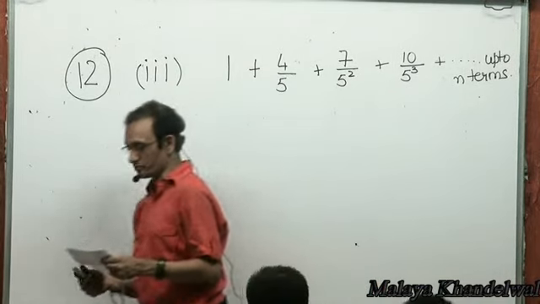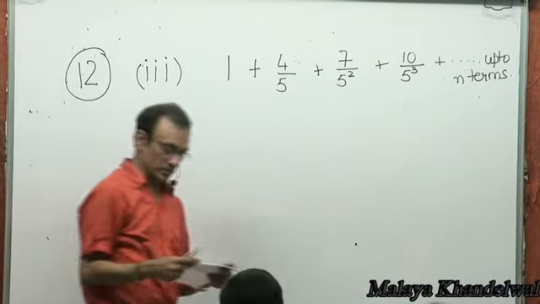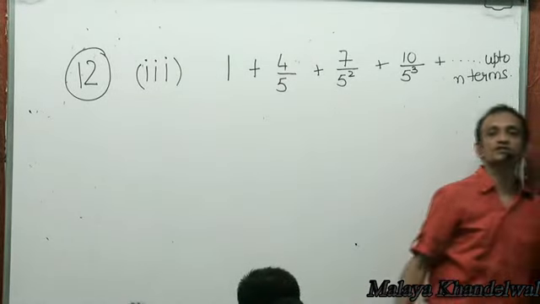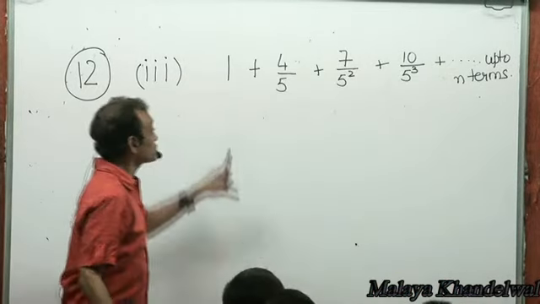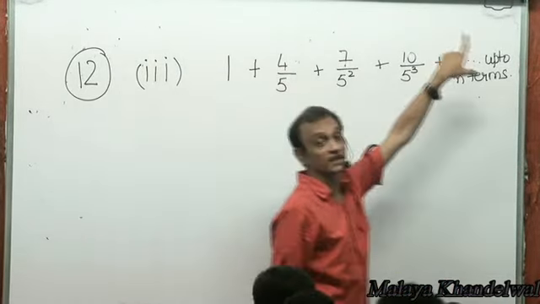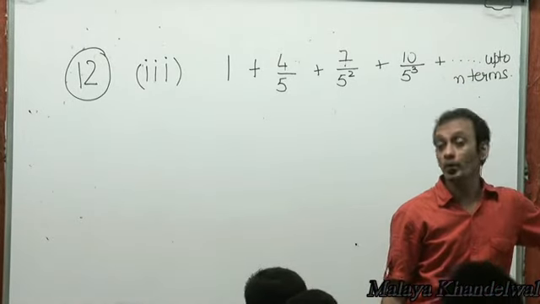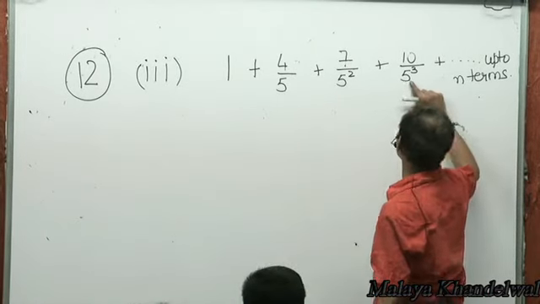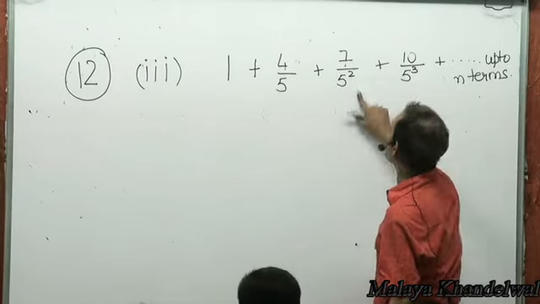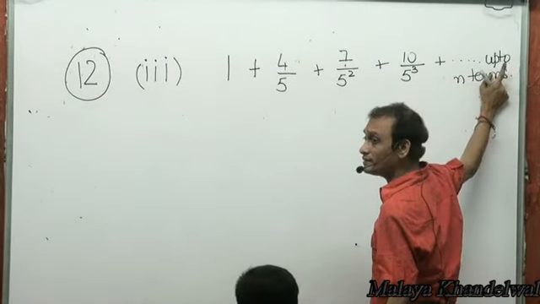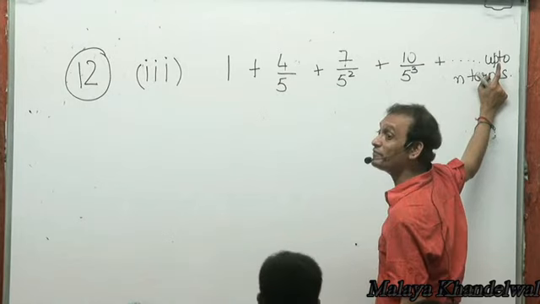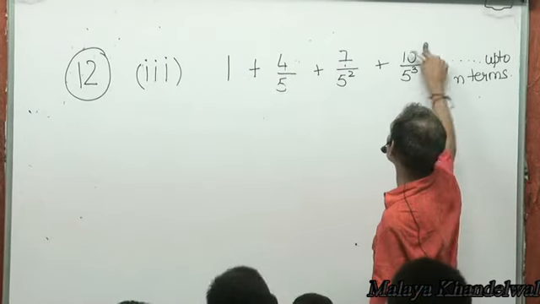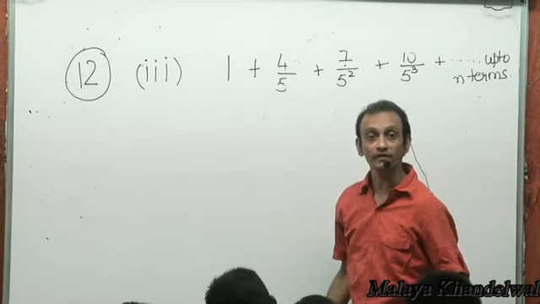One plus 4 by 5 plus 7 by 5 squared plus 10 by 5 cubed, etc. We need to add. Hey, do you see a property of these terms? See, yes, 1, 4, 7, 10, etc. are in arithmetic progression with common difference 3. Whereas 5 to power 0, 5 to power 1, 5 squared, rather 1, 1 by 5, 1 by 5 squared, 1 by 5 cubed are in GP with common ratio 1 by 5. See, 1 by 5, 1 by 5 squared, 1 by 5 cubed, common ratio would be 1 by 5.